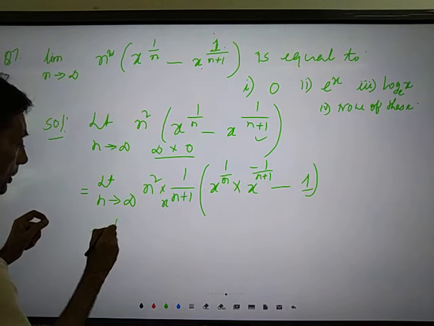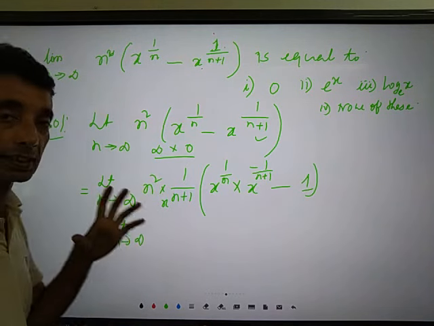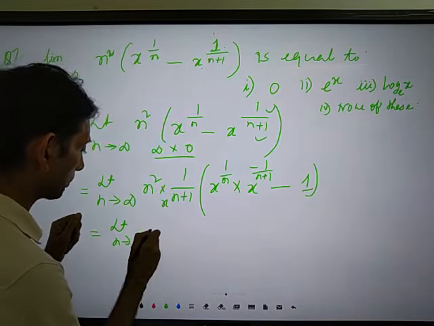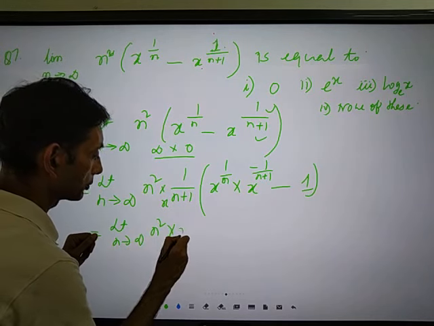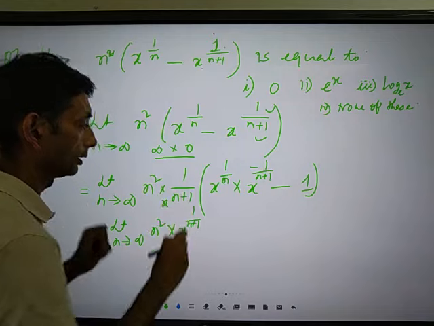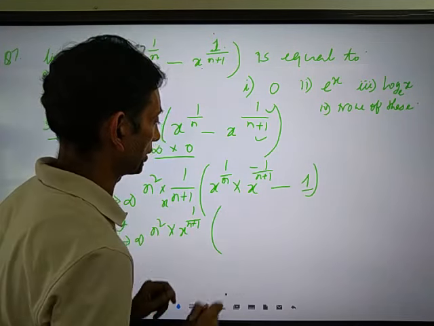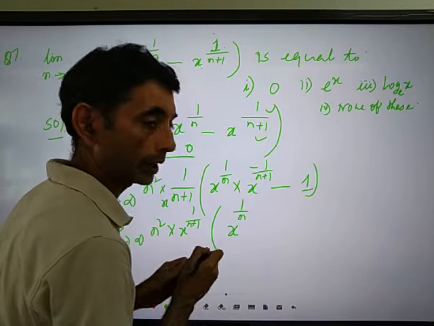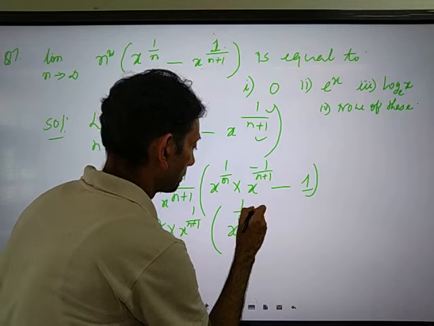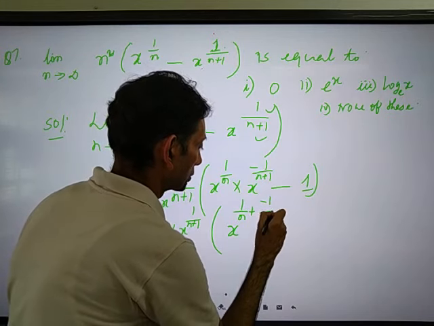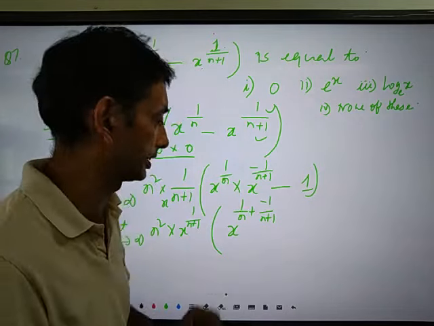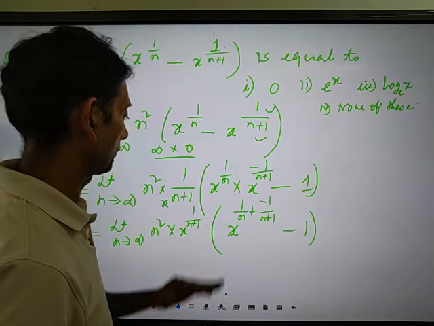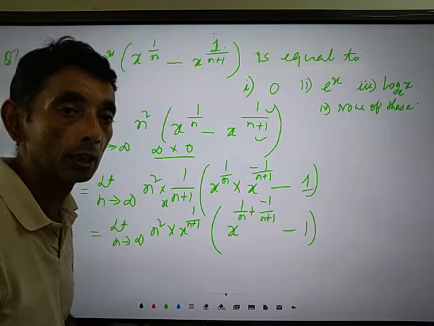So what's the next step? Limit n tends to infinity. Just get the logic, like what's the reason that we need to take this particular term common. I'll explain that point also. So n squared into x to the power 1 upon n plus 1. It's just going to simplify these expressions. They make a common base, so just take x, so it's 1 by n, and this is minus 1 by n plus 1. You can just add the exponents and minus 1. So this is the term after taking x to the power 1 by n plus 1 common.